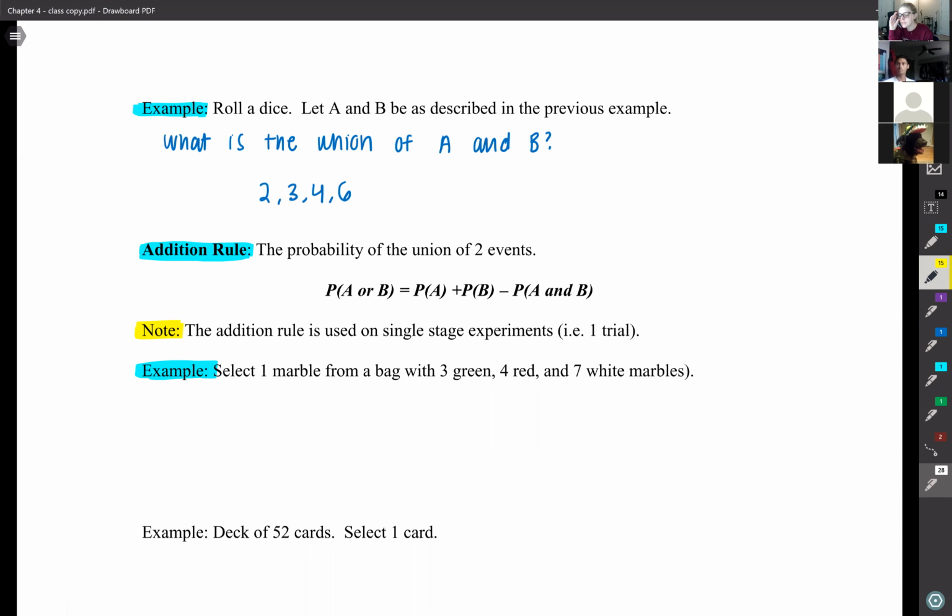Okay, so this example says, select one marble from a bag with 3 green, 4 red, and 7 white marbles. This is also a very common example you'll see, selecting marbles out of a bag. I don't think anyone can come up with any more good examples because everyone uses the same 4. So we're gonna pick a marble.